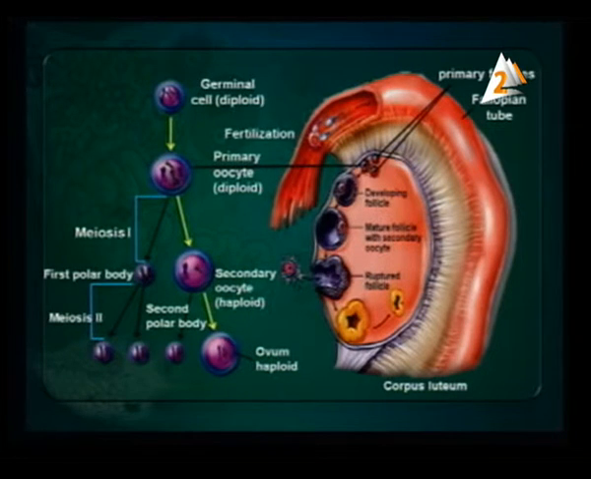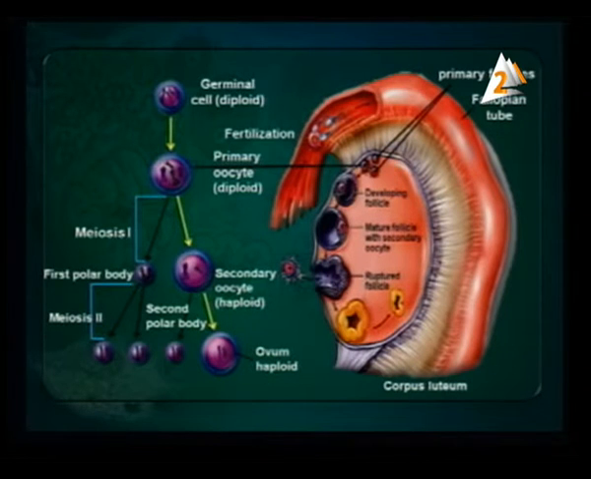The second thing is that two cells are produced. One of them is called a polar body, and the oocyte becomes larger than the polar body. So the two cells are the first polar body and the oocyte, and the oocyte is larger in size.